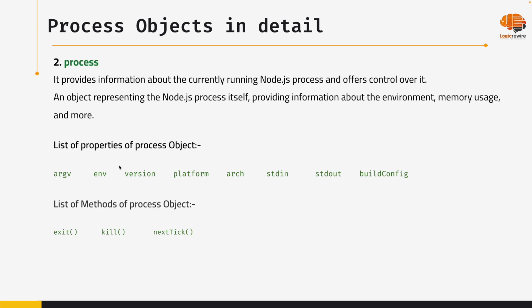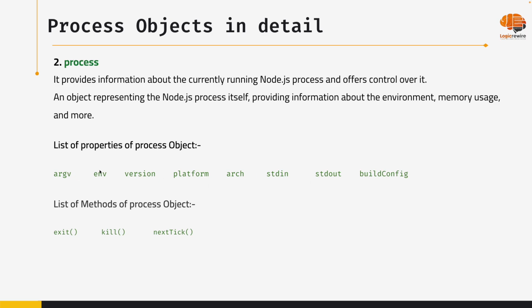Let's suppose you want to use an env file. It's an environment file. I'll discuss what an environment file is in the upcoming classes, because now is not the proper time to explain what .env is. Next is version. Let's discuss all the process objects.